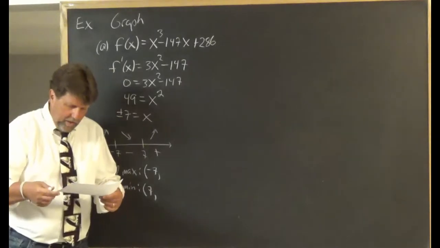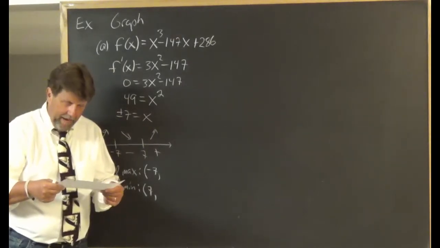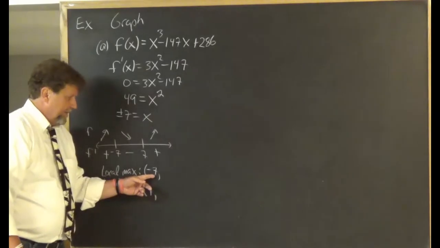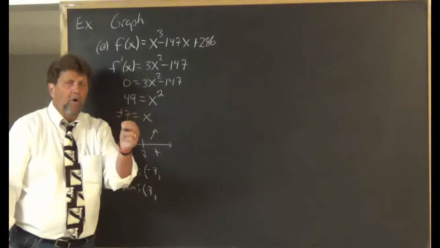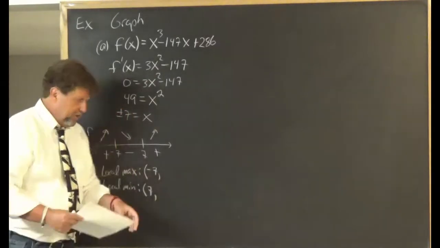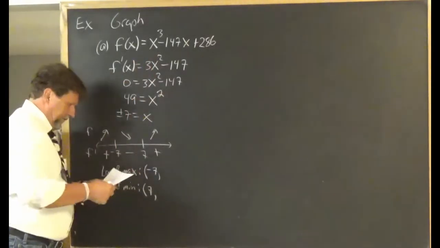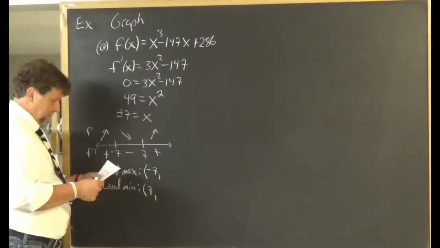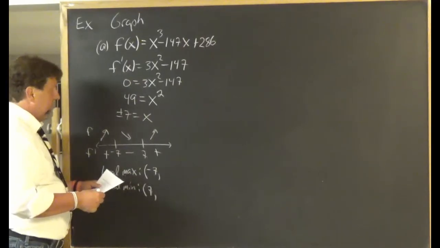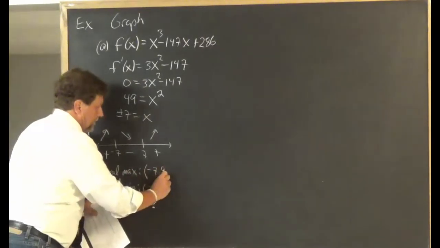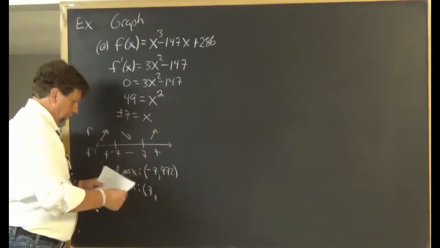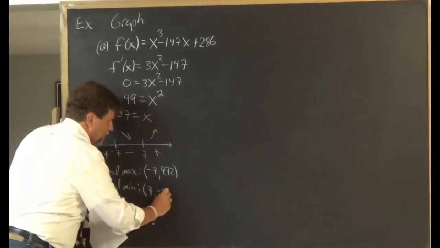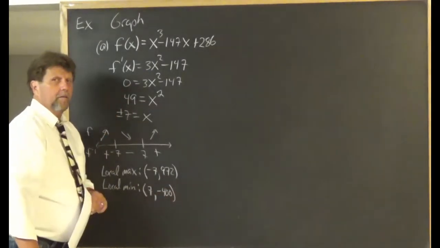So to get the y coordinates for the local max and the local min, remember you have to take the values and toss them back into the function because they're actual points on the graph of the function. So when you put negative 7 in there for x, I mean, good grief, what do I get? I get like 972. Wow. When I put 7 in there for x, I get negative 400. Wow.